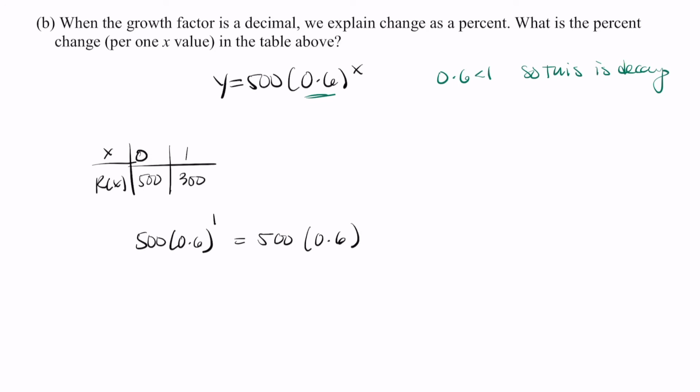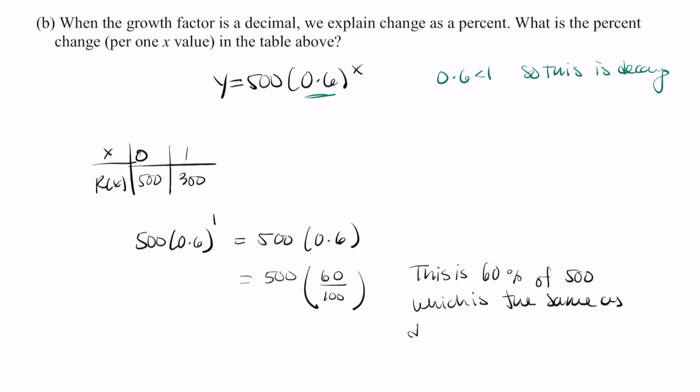That should look like a percent change to you. In fact, 500 times 0.6 is the same thing as 60 divided by 100. So this is 60% of 500, which is the same as decreasing 500 by what? We can do 100 minus 60 gives us 40. So that's by 40%.